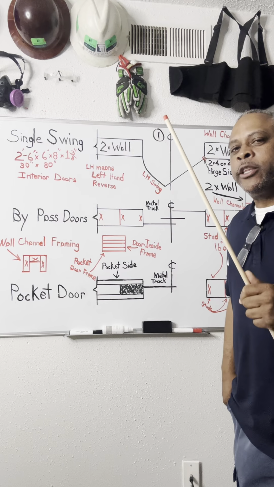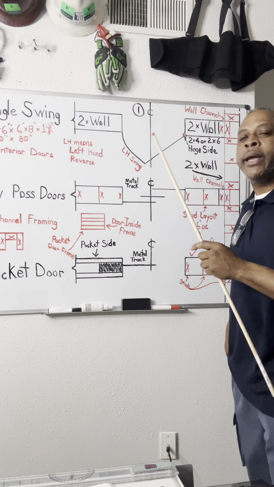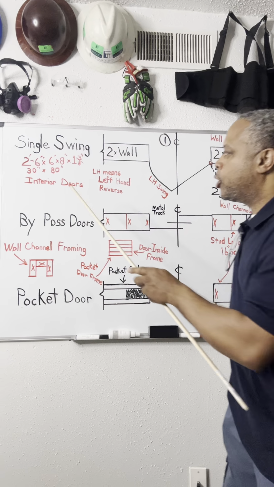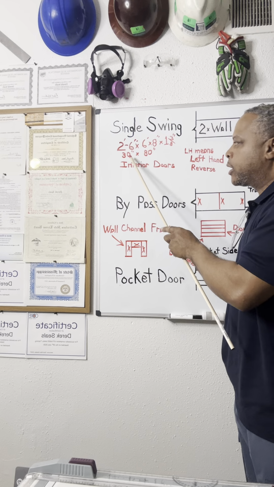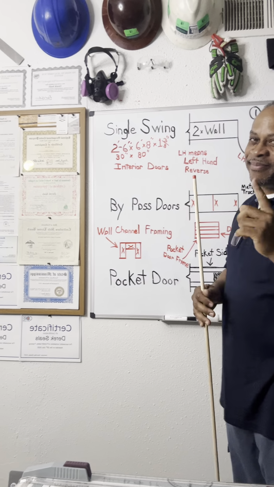When you look at the door schedule, there are numbers you need to pay attention to, because these numbers are very important. They're going to tell you the size of the door. The 2'6" door is 30 inches in measurement.